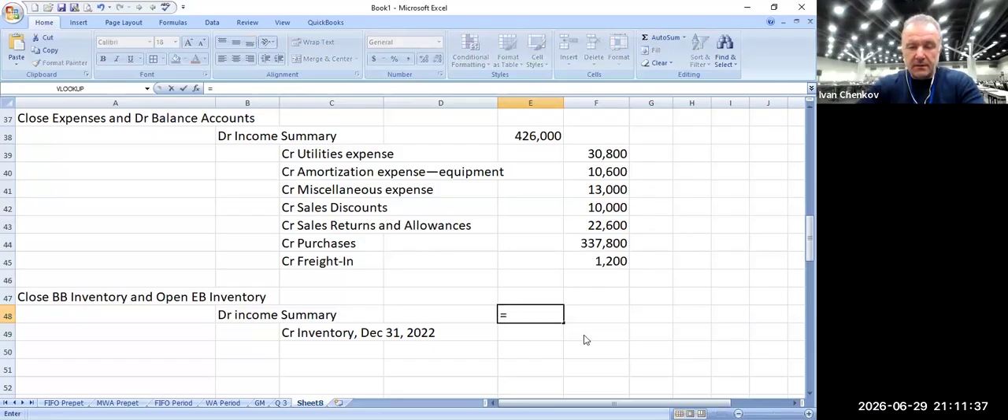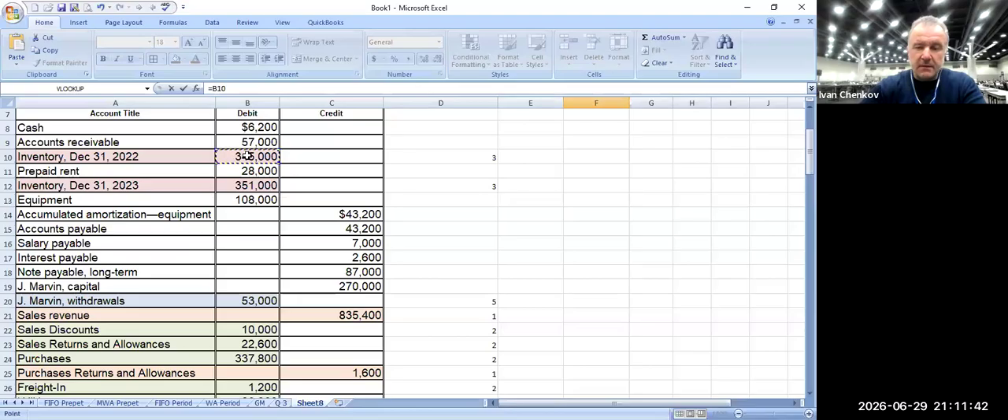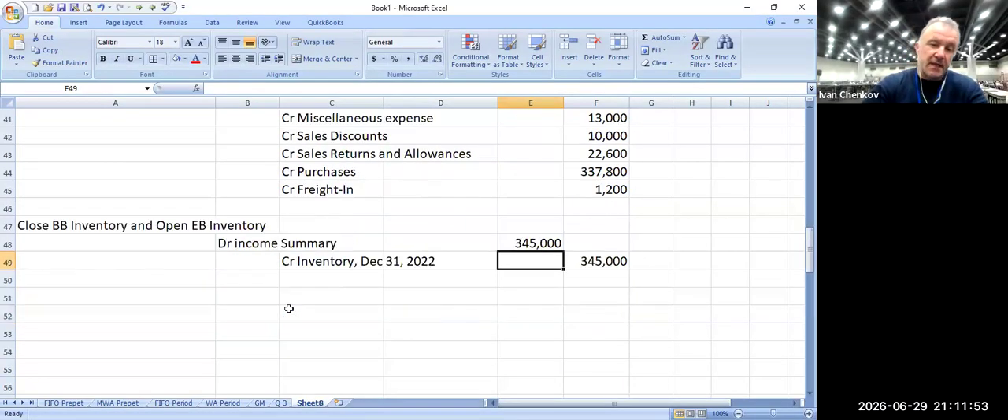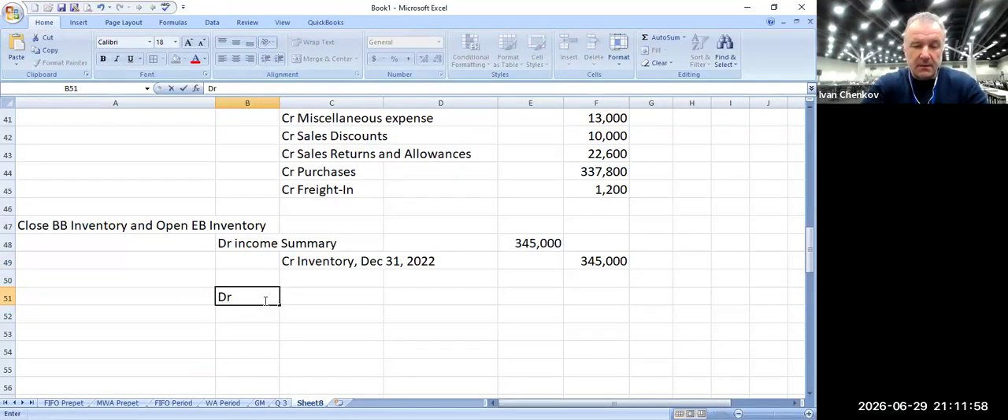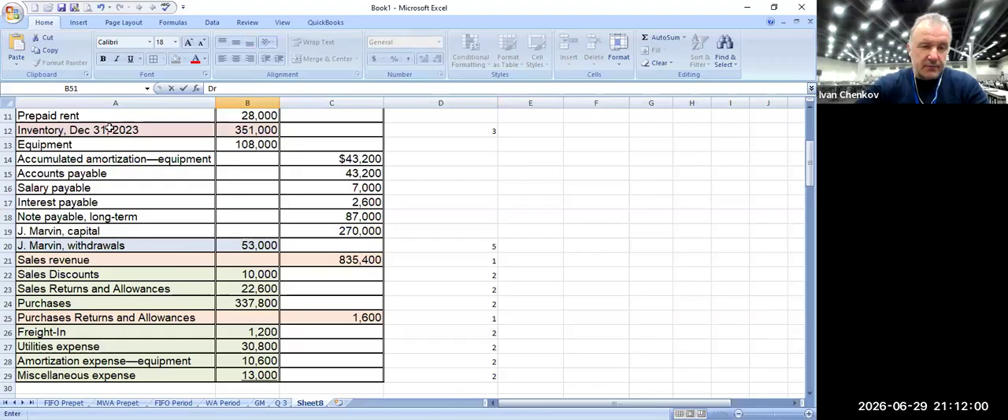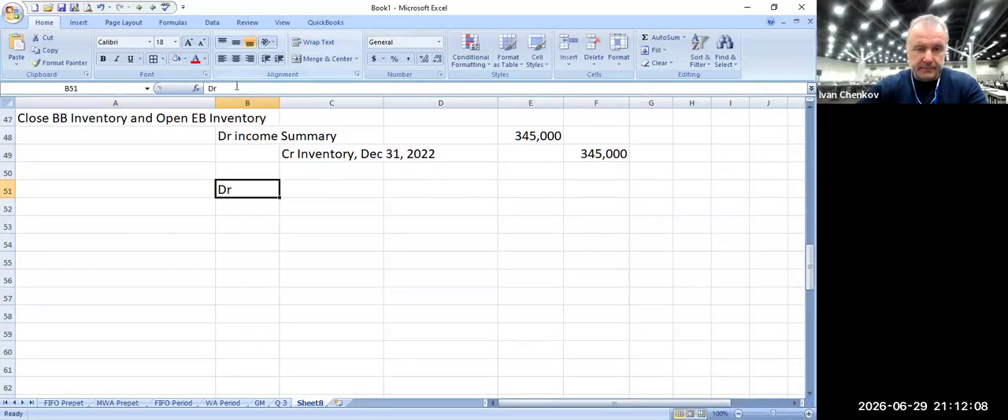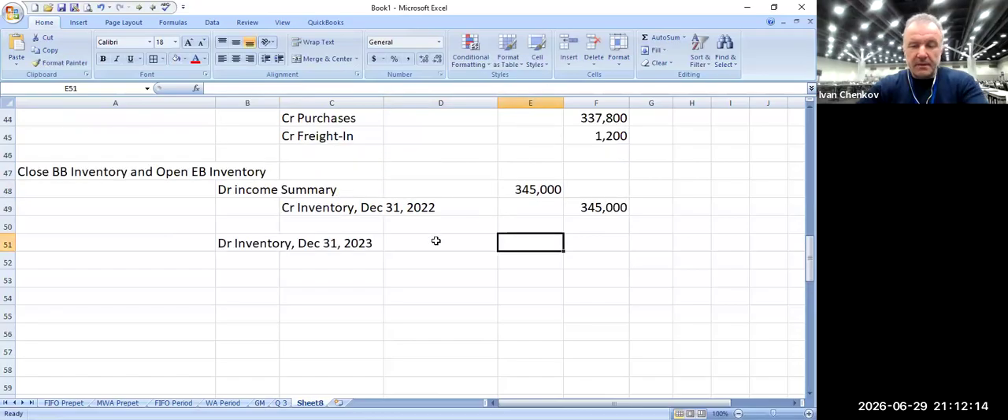The amount that we're going to credit here will be exactly the same amount that is on the debit side of that account, 345, and we're gonna debit the income summary with exactly the same amount. So we close the beginning balance, which is the ending balance of the previous year. Now let's open the new balance debit. Now we're gonna end up with inventory December 2023. And we're gonna debit this amount.